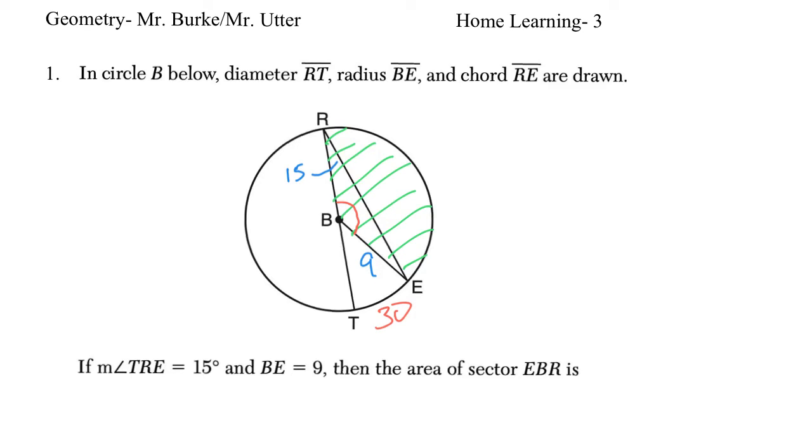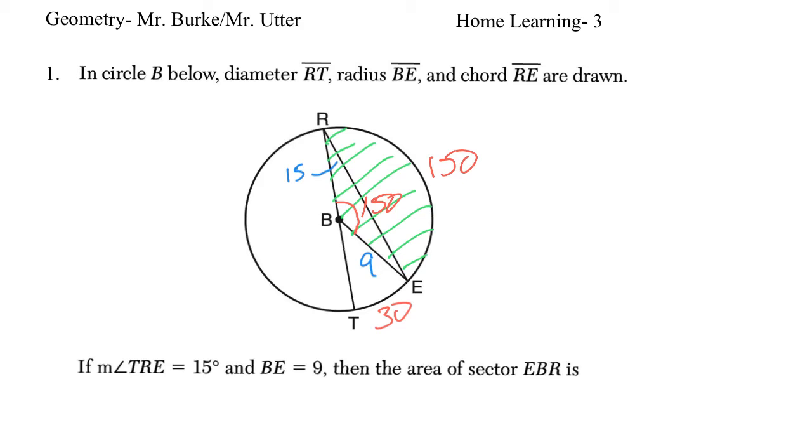And because that RT is a diameter, I know that this half over here is a semicircle or 180 degrees. So therefore RE is 150 degrees. And now I know my central angle is the same as that RE arc that we just found, so the central angle is also 150 degrees. All right, so now I have all of my numbers that I need.